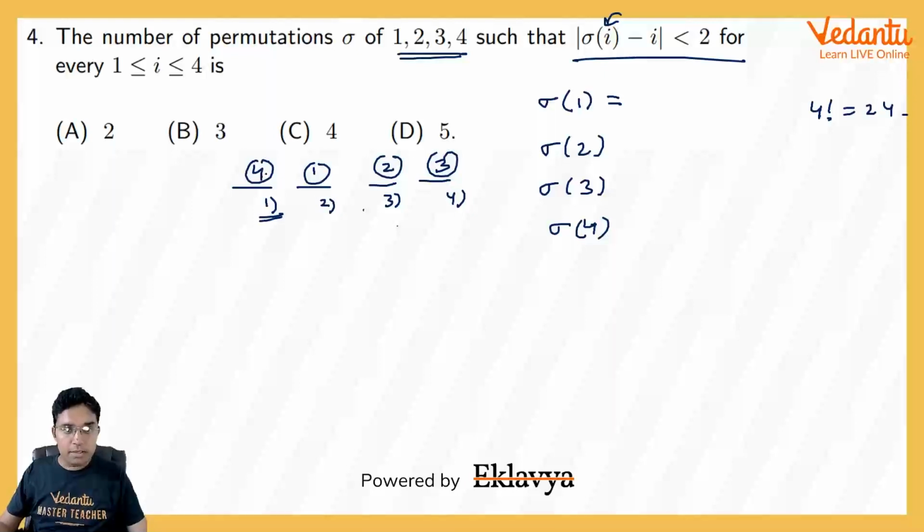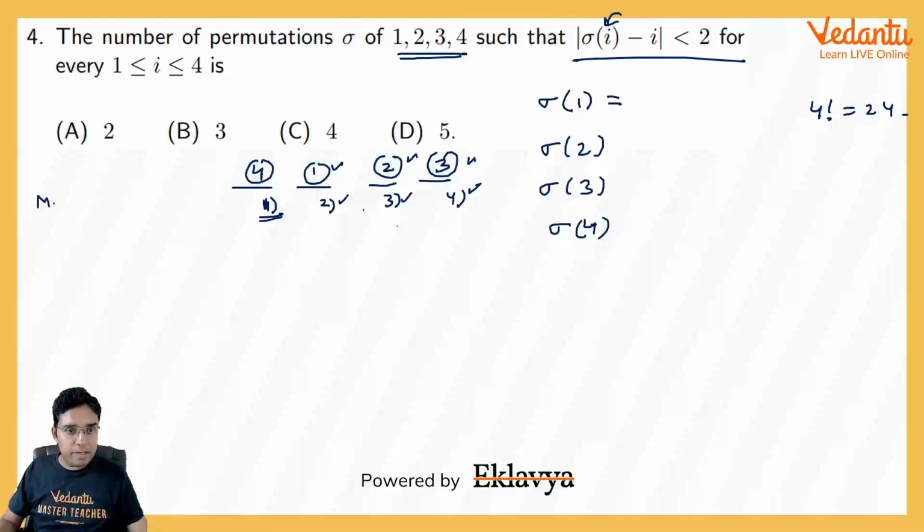So I think this 4 cannot be placed at this 1 here, because the difference here is 3. 1 can be placed at this 2, 2 can be placed at this 3, 3 can be placed at this 4, but this 4 cannot be placed at this 1. Now, how to do this question? I have 2 methods. Please listen carefully.